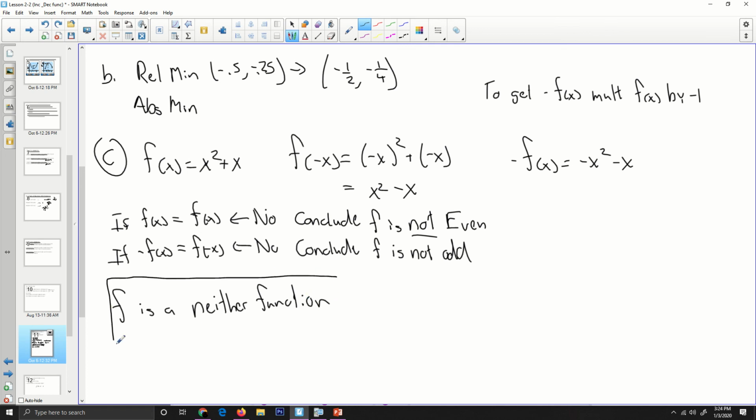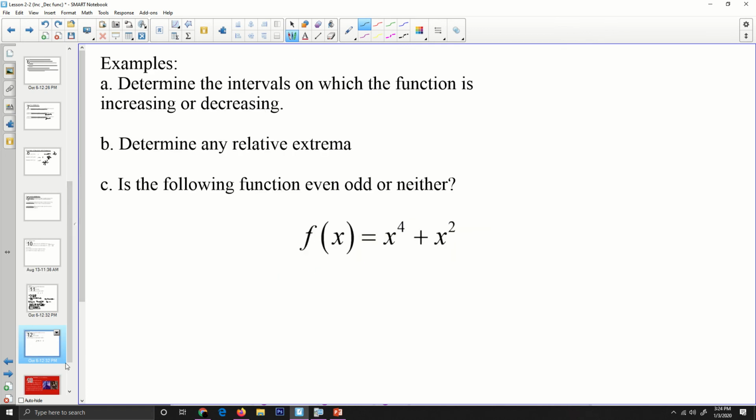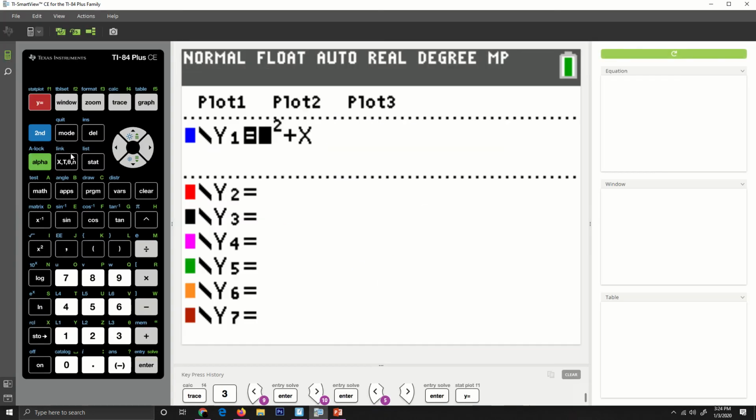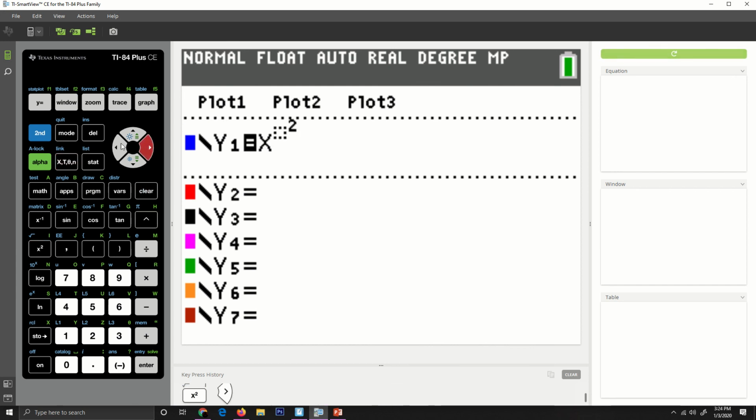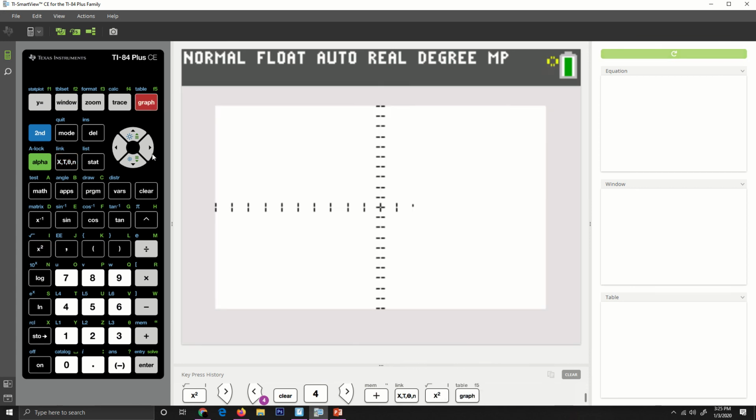All right, let's try that one more time. One more example with a similar function. And so I'm going to go to my graphing calculator. I'm going to go to my y equals. I'm going to clear this out. Let's make this x to the 4th plus x squared. I'm going to hit graph, and I get this function right here.